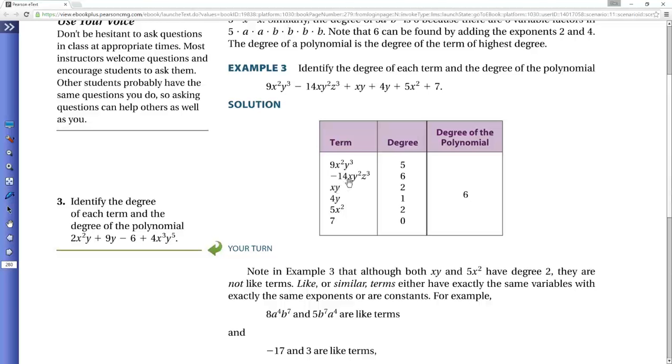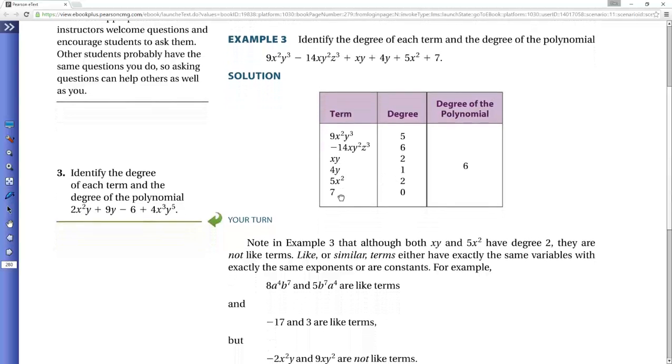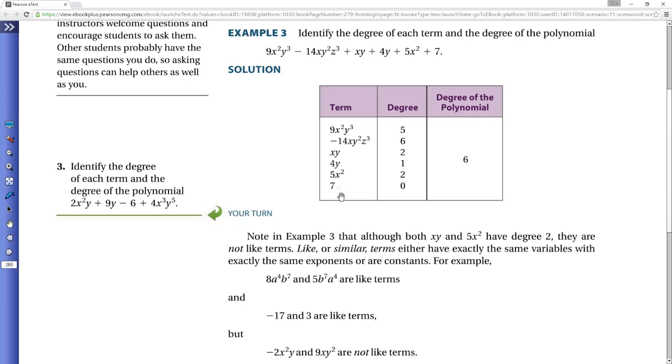In this case, with the variable here, you've got to remember that if there's no exponent on a variable, it's 1. So here I have 1 plus 2 plus 3, which is 6, and so on. This is 1 plus 1, 2. And if there's no exponent, it means that it is to the 0 power. Anything to the 0 power is 1.